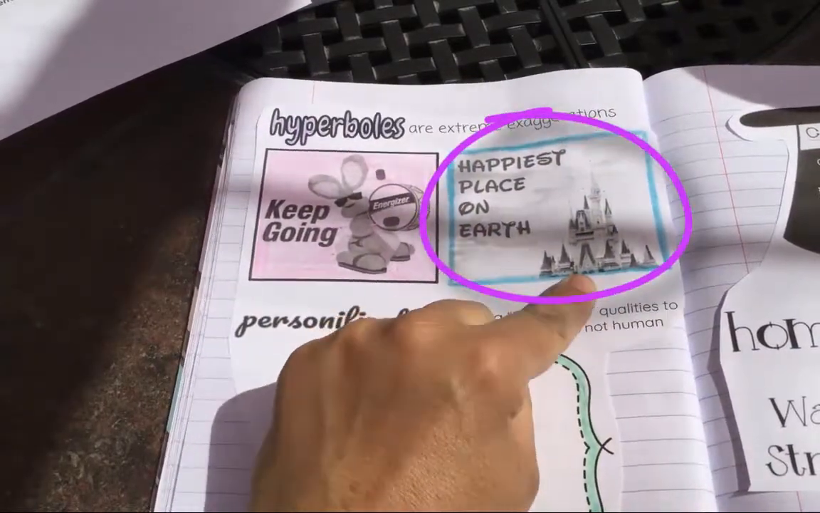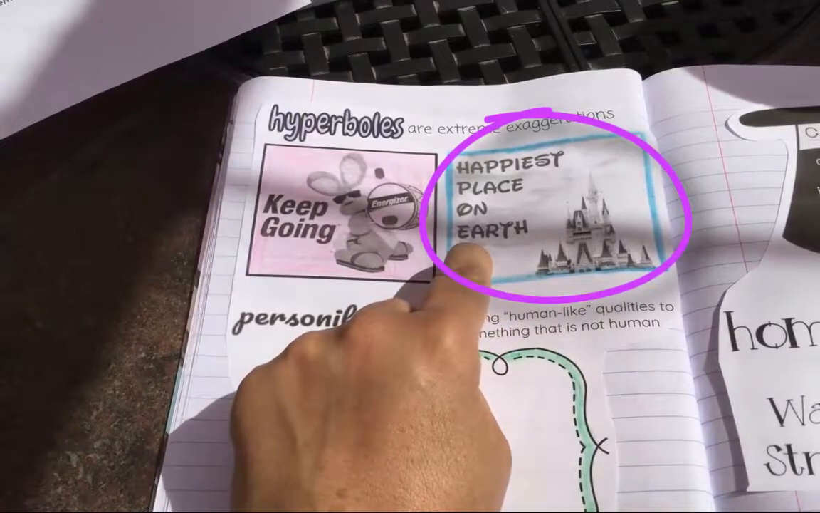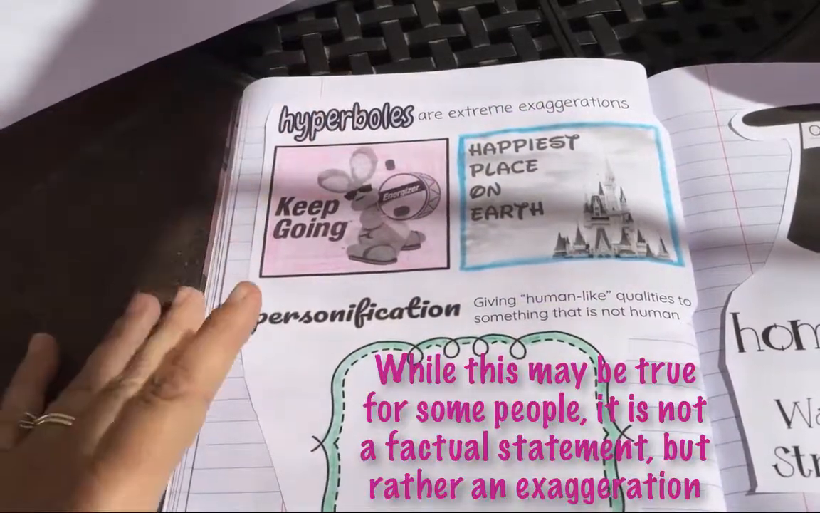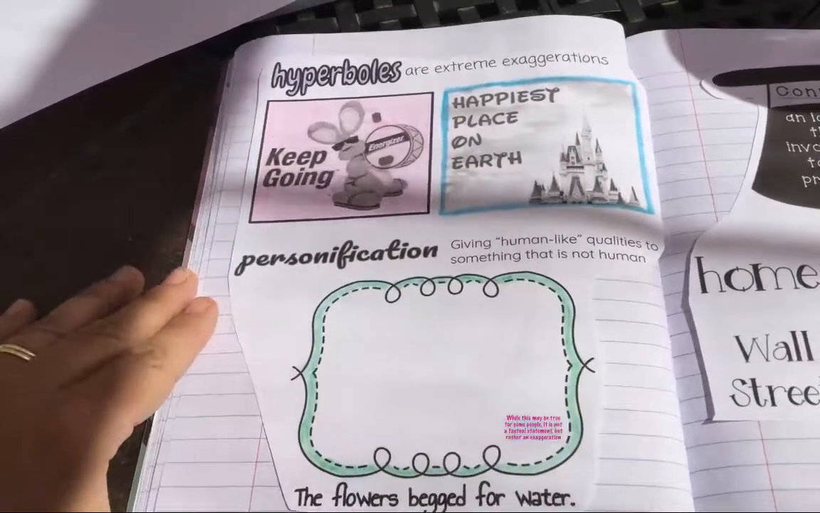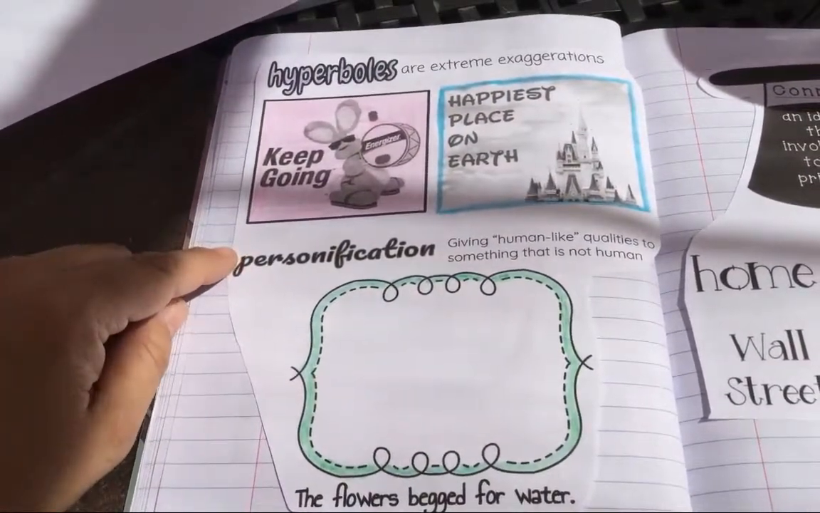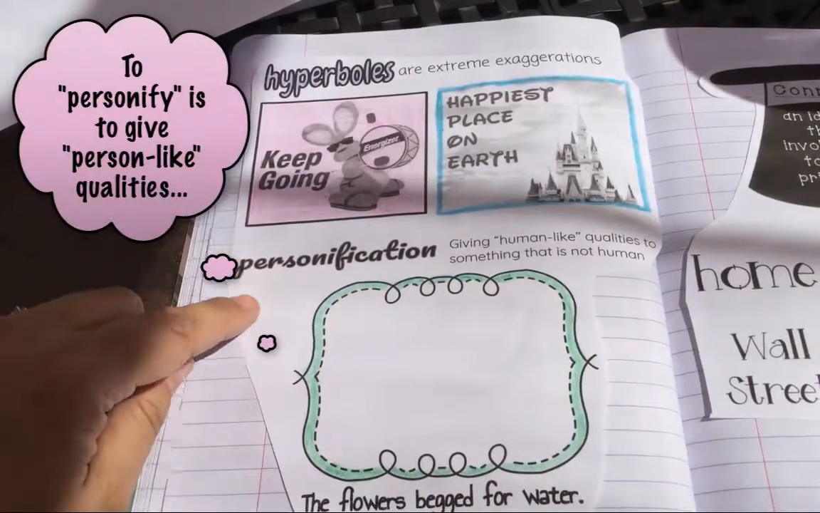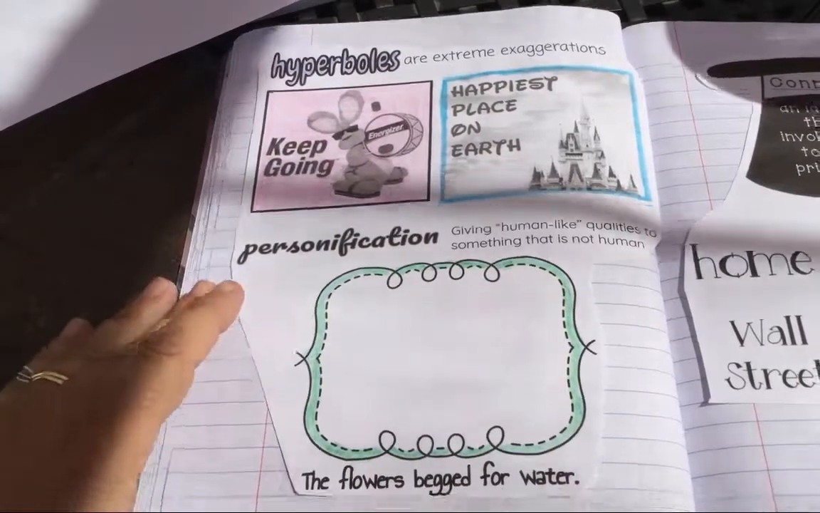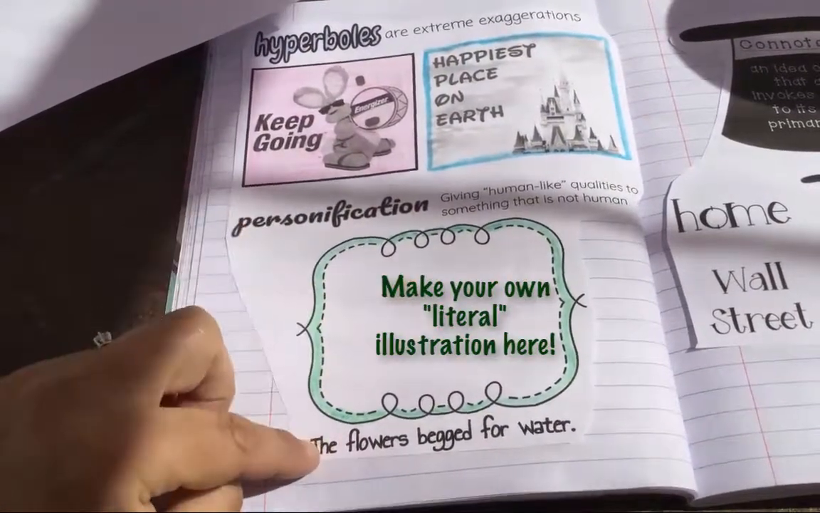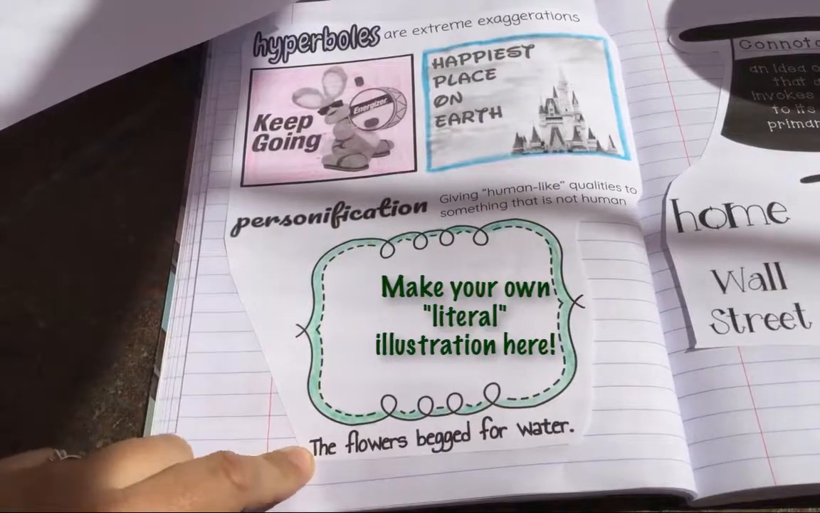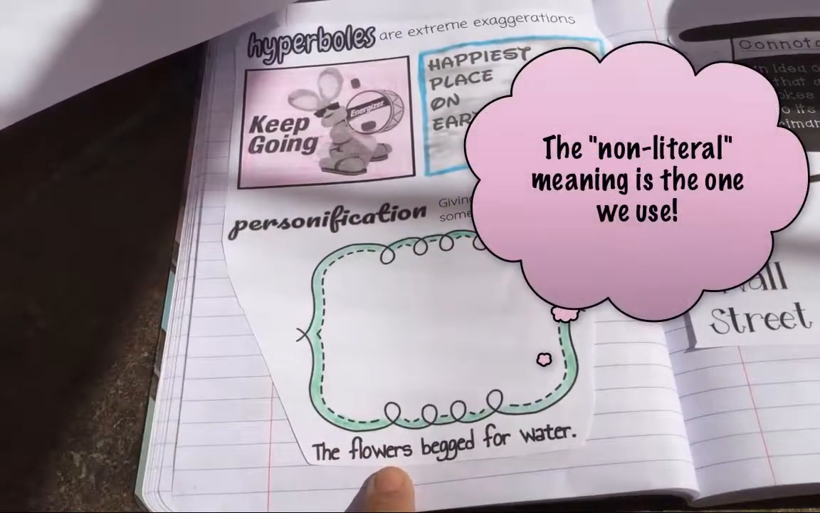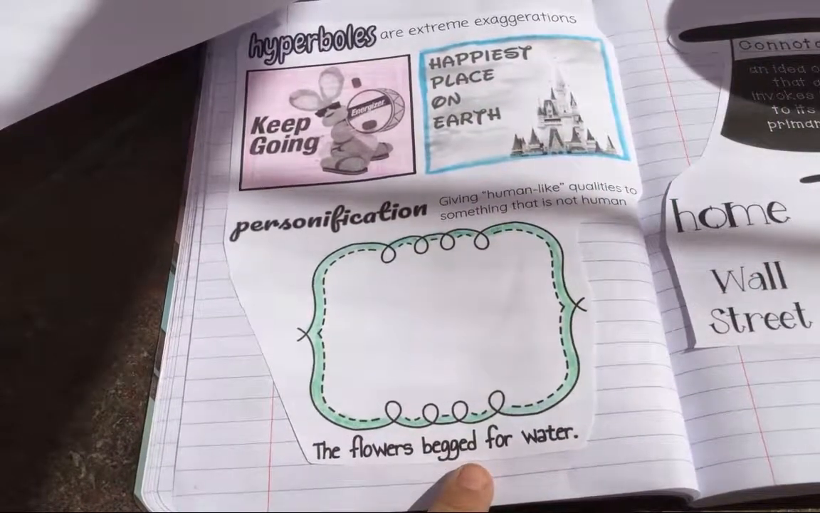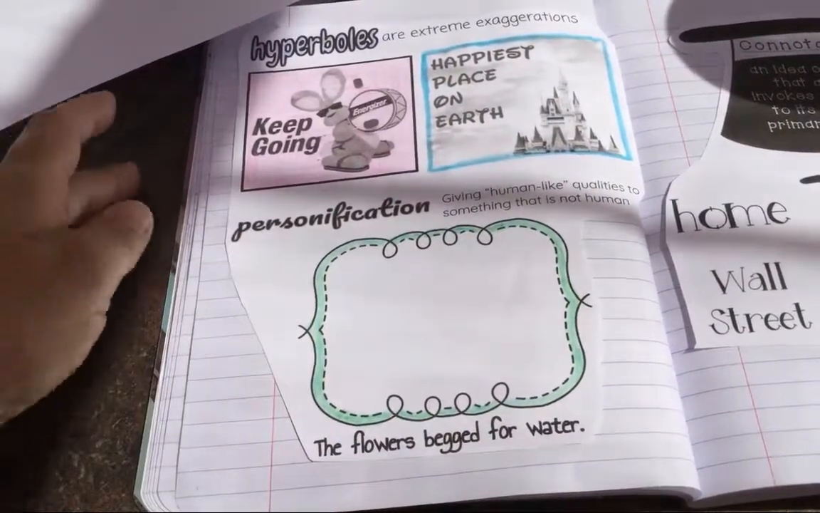Disney is marketing Disneyland or Disney World as the happiest place on earth. So again, not everybody would agree with these, but they're just extreme exaggerations. We'll be on the lookout for those. We'll also look for the idea of personification, or for something to be personified. It's where human-like qualities are given to something that's not human. I've left a space here for you to illustrate the flowers begging for water. Obviously, flowers are non-human, and so begging is a human quality, but it's a great expression. So draw what you think that will look like here.